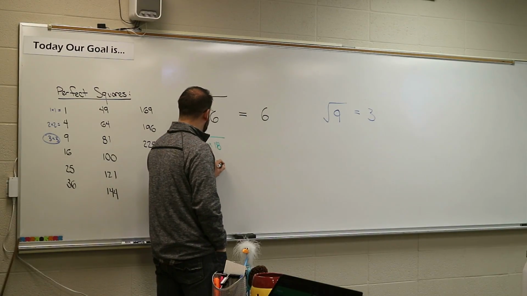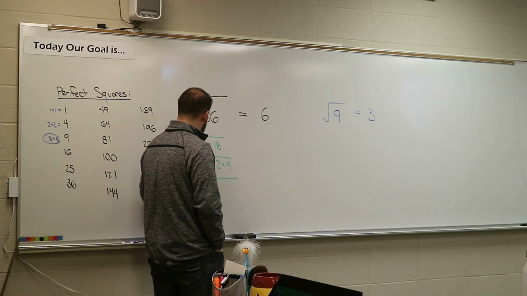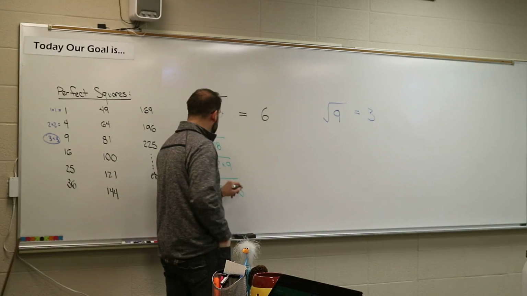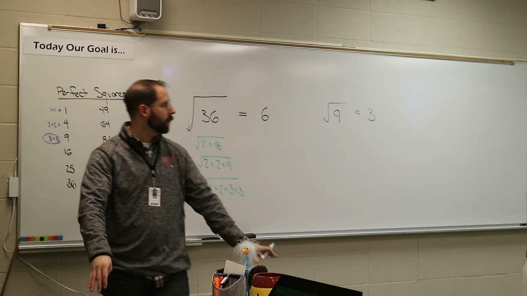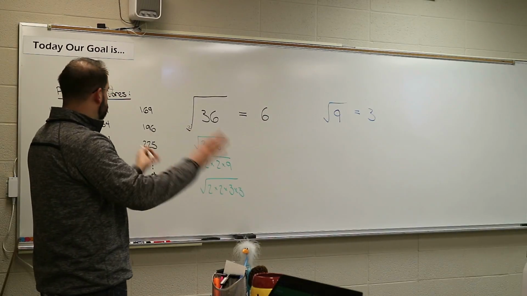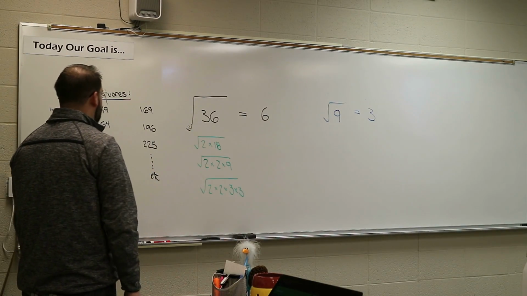2 and 9, okay? And then you can break down 9 even further. 3 and 3. Okay, so we broke down the numbers as far as you could, right? And again, it's in no particular order. I don't care if they're all switched around. Maybe you have the 9 in the front and the 2 in the back. It doesn't really matter, okay?